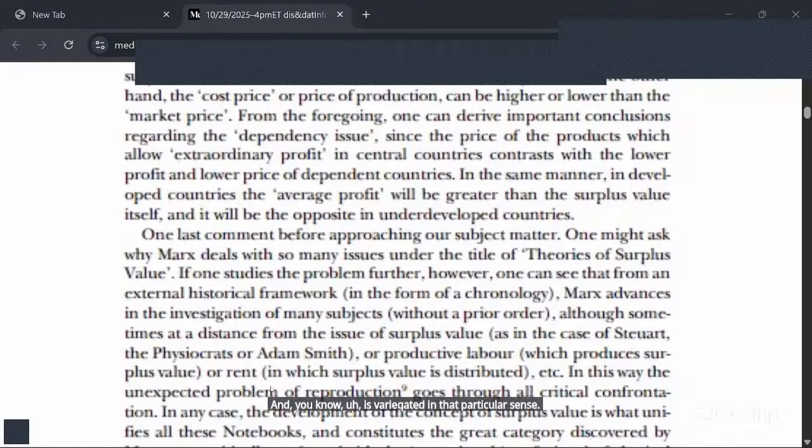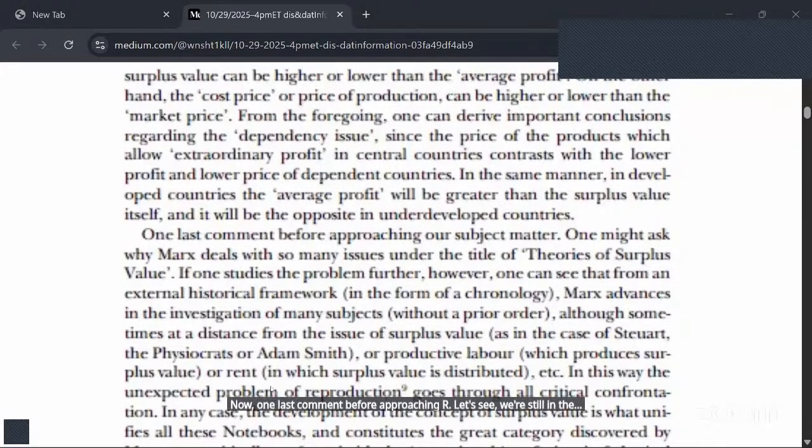Now, one last comment before approaching our subject matter. Let's see, we're still in the foreword or the introduction to chapter 4. We're not even at chapter 4 yet. One last comment before approaching our subject matter.